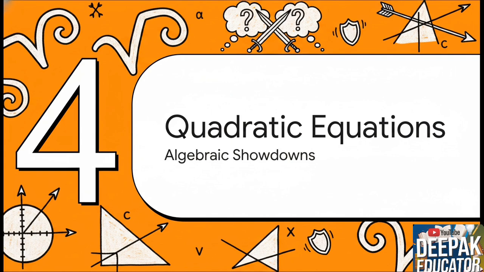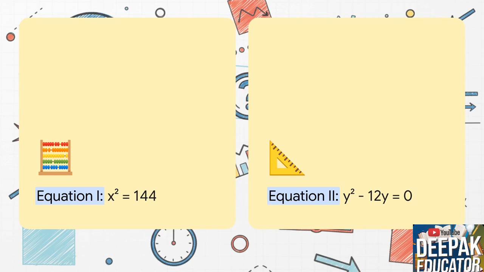Section 4. Solving quadratic equations. The algebraic showdowns. All right. Here, the battlefield changes entirely. It's all about comparing roots. On the left, we've got x squared equals 144. On the right, y squared minus 12y equals 0. Figuring out that x is 12 and negative 12 and y is 0 and 12, well, that's literally just step 1. The real heavy lifting is directly comparing those derived roots against one another to lock down an absolute relationship.